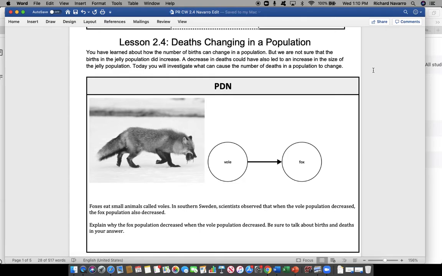So, to answer your question, foxes need to release energy in order to survive and reproduce. Foxes get energy storage molecules from eating voles, and they can use those molecules to release energy. If there are fewer voles, then there are fewer energy storage molecules available to the foxes. If there are fewer voles, and therefore fewer energy storage molecules, then the foxes will not reproduce as much. If there are fewer births and deaths, the population will decrease.